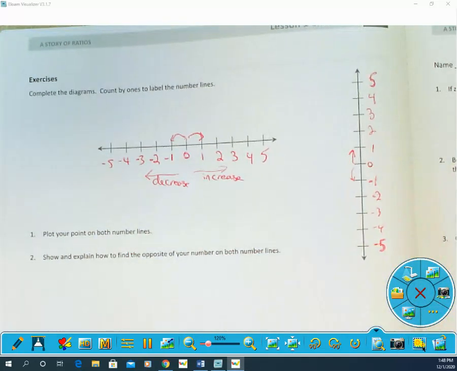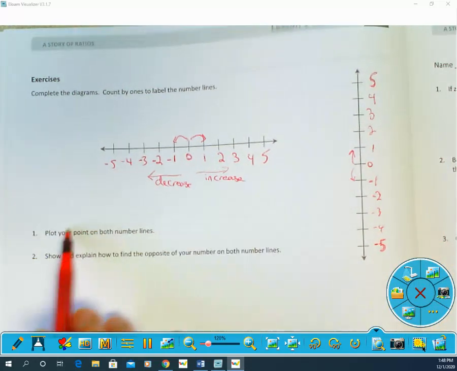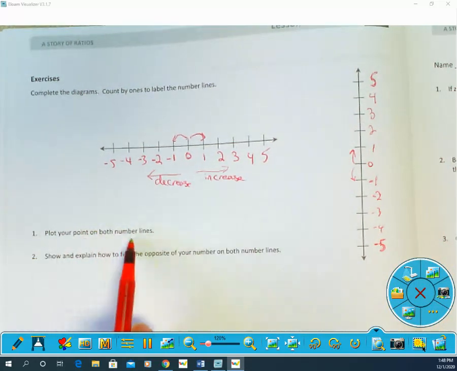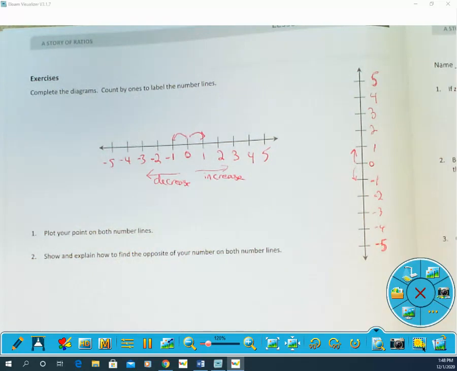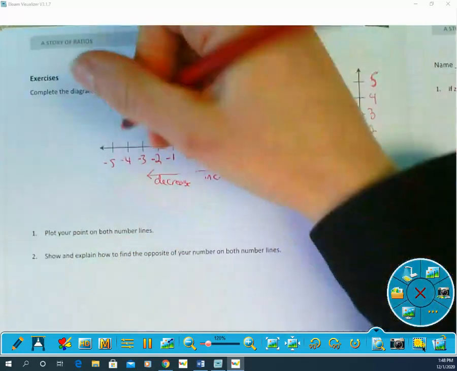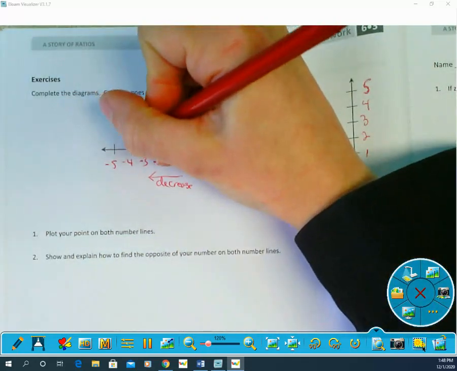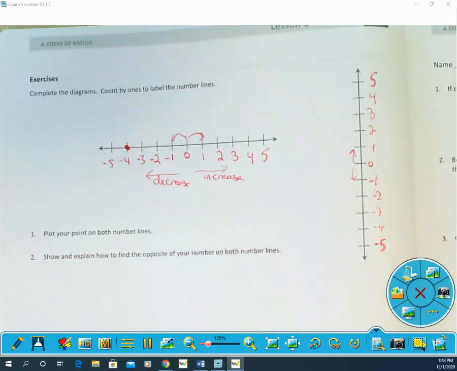Okay, so then next it says to plot your point on both number lines. I get to pick a point that I'm going to be talking about. I'm going to go ahead and say, okay, here's my point that I picked. It says to show and explain how to find the opposite of your number on both number lines. So I have to find what is the opposite of -4.